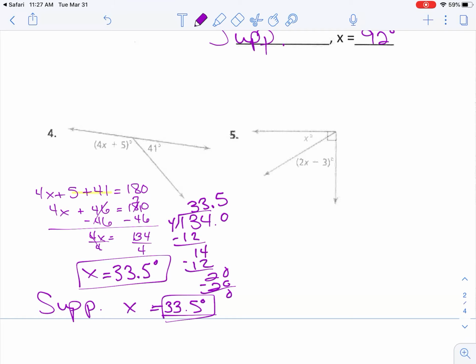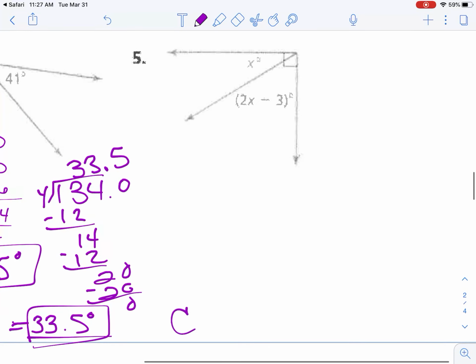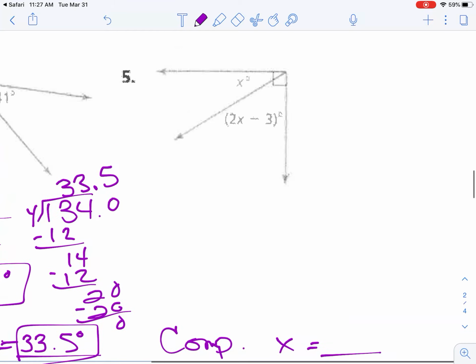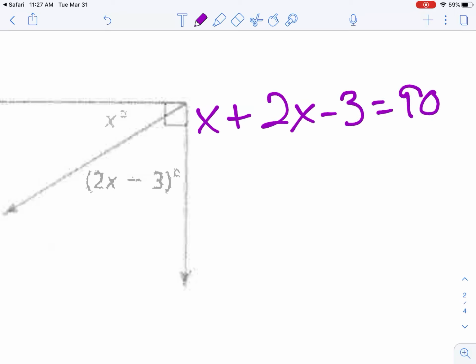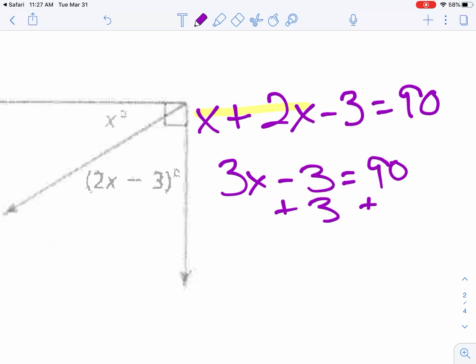And for the last one, number 5, okay, we see that these form a 90-degree angle. So we know right off the bat that these are going to be complementary. And then we need to figure out what x equals. Okay, so one angle is x plus the other angle is 2x minus 3. Add them together, it needs to equal 90 degrees for that right angle. Let's combine like terms. 2x's plus another x is 3x minus 3 is 90.